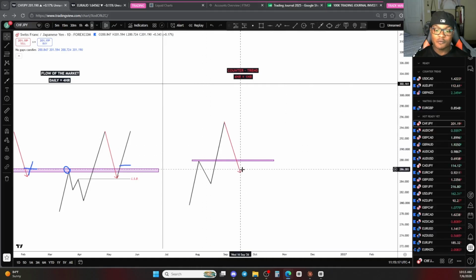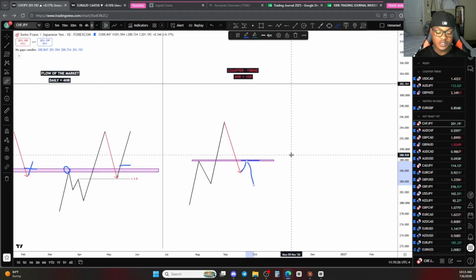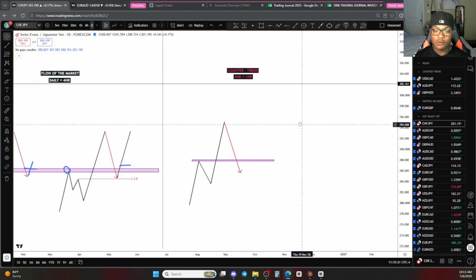So instead of me looking for buys back towards the upside, I will be looking for price to pull back towards this zone, treat it as resistance, so I can possibly or potentially look for sells back towards the downside. But what would that look like on the 4-hour and the 1-hour?